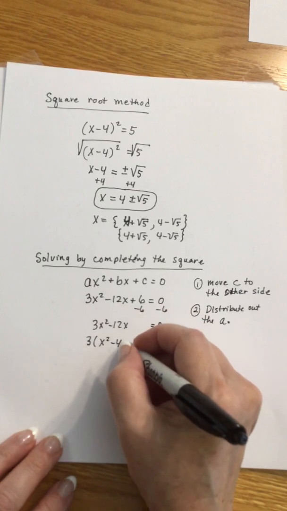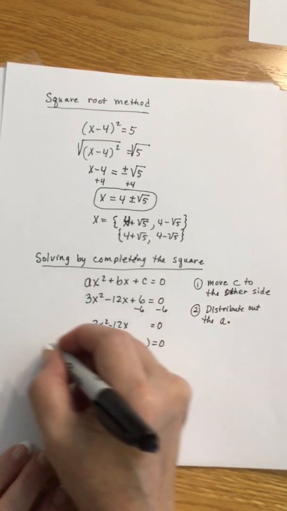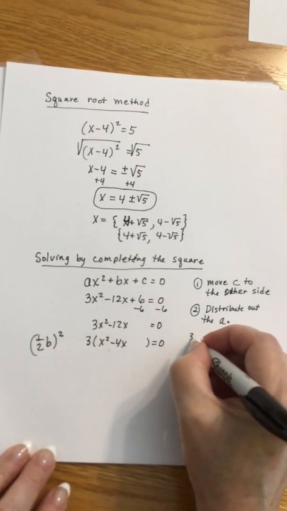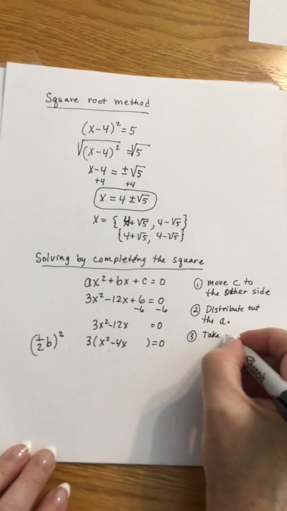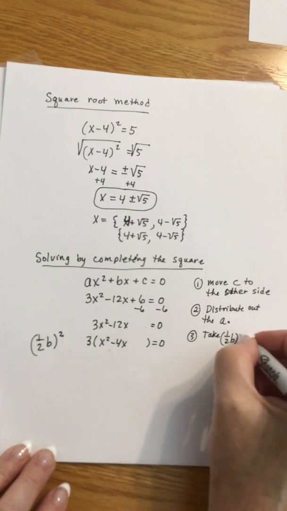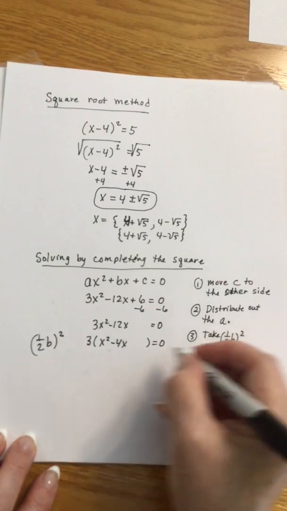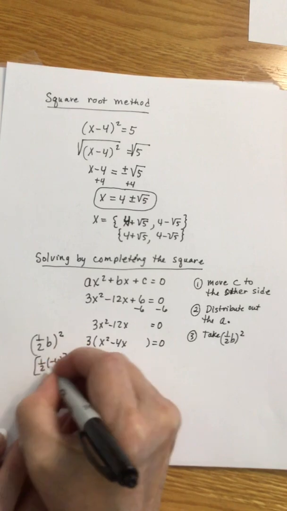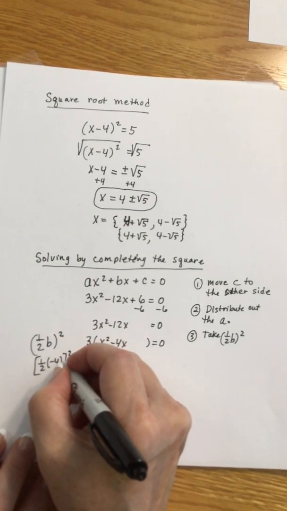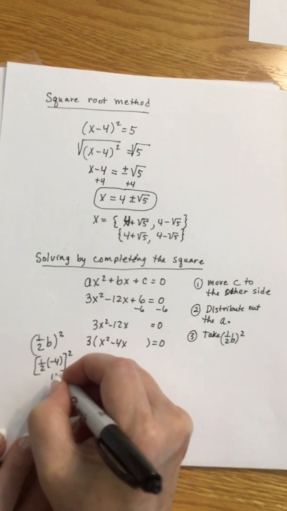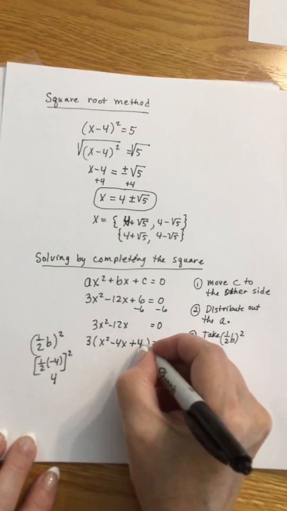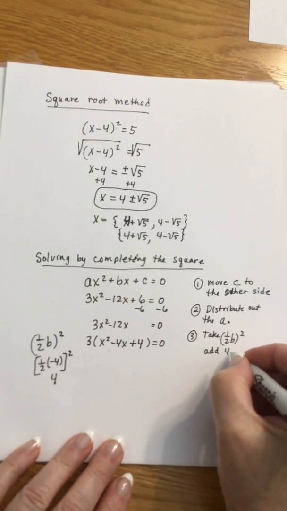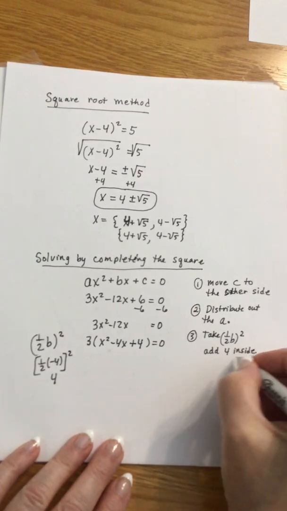So our b now becomes the negative 4. We're going to take half of b and square it. So that would be our third step: take half of b and square your answer. So we're going to take half of negative 4, squared. Half of negative 4 would be negative 2. Negative 2 squared is 4. And then we're going to add that 4 inside the parentheses.